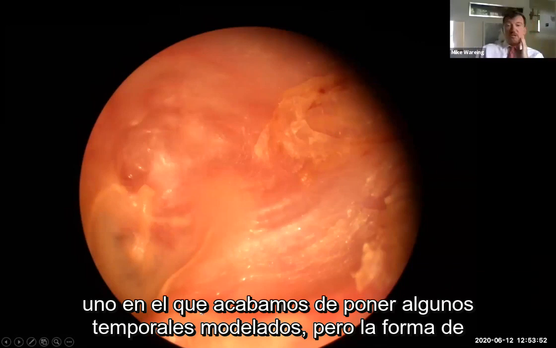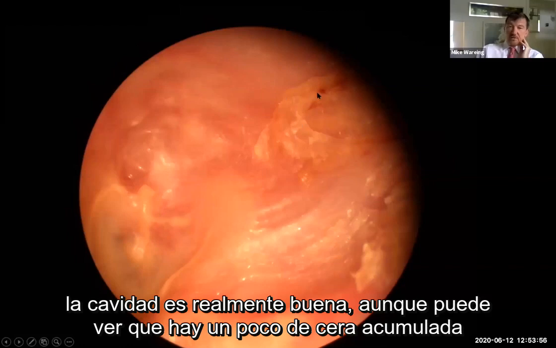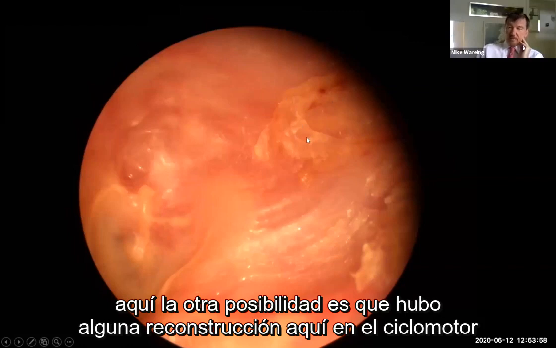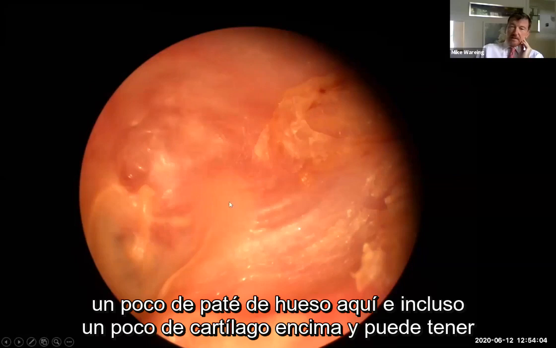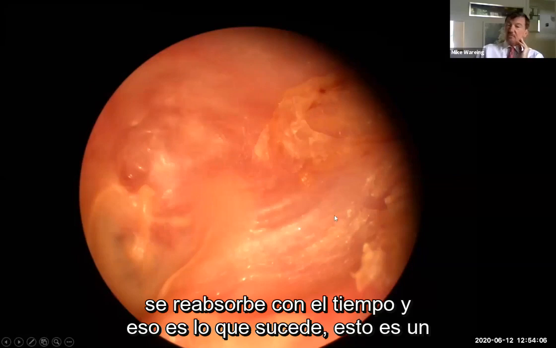This may be one where we've just put some temporalis fascia, but the shape of the cavity is really good, although you can see there's a bit of wax build up here. The other possibility is there was some reconstruction here, so there may have been some bone pate within here, and even some cartilage on top of it, and it may have resorbed over time, and that is what happens.